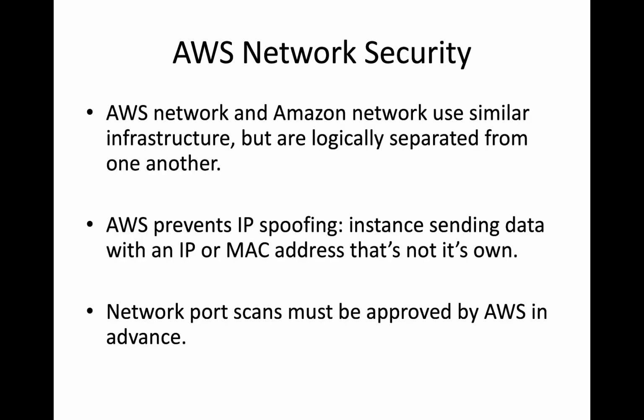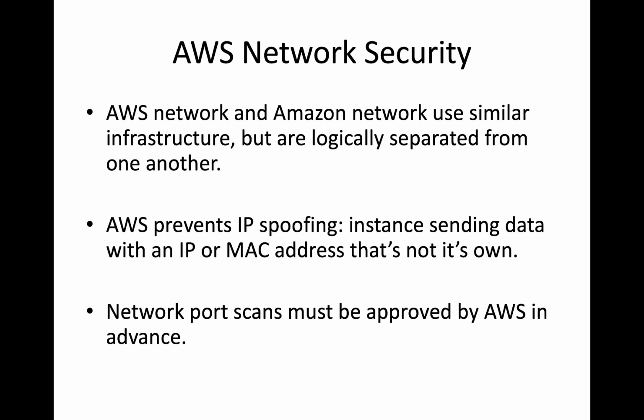In terms of AWS network security, AWS is responsible for maintaining the security of its network. Of course, it's got an expansive network architecture that includes routers and switches and other infrastructure components. AWS is responsible for managing those components. And one thing to keep in mind is that the AWS network, the network that we use as customers, is similar to the Amazon network, the network that powers Amazon.com, but they're actually logically separated from one another. So your traffic is not necessarily going on the same network connections as the Amazon.com traffic.